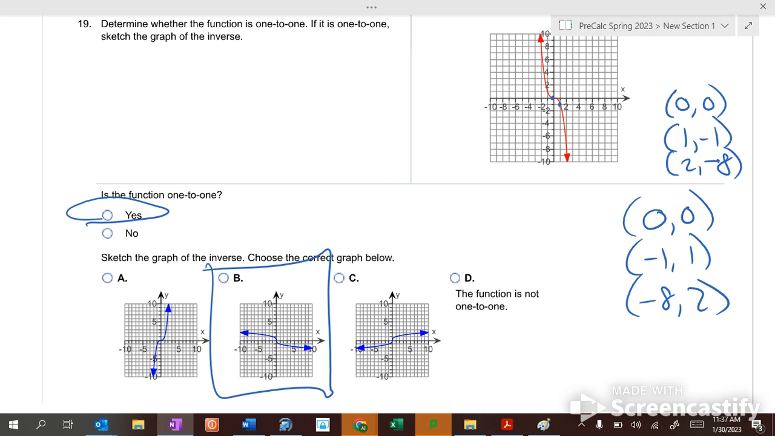So you just take the ordered pairs from this graph and then just flip them around x and y. Okay? Flip the x and y coordinates around.